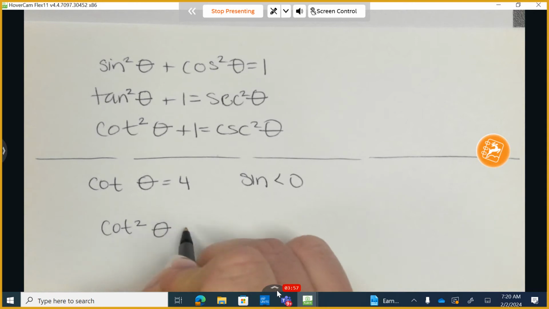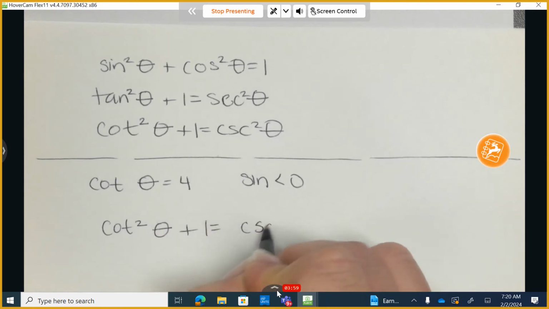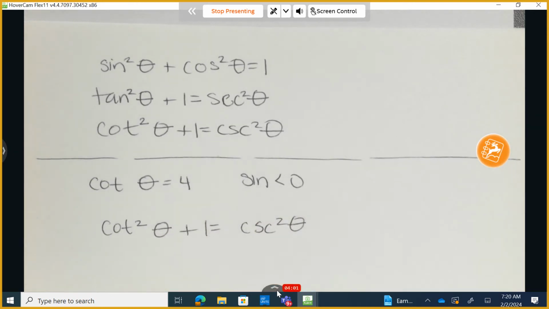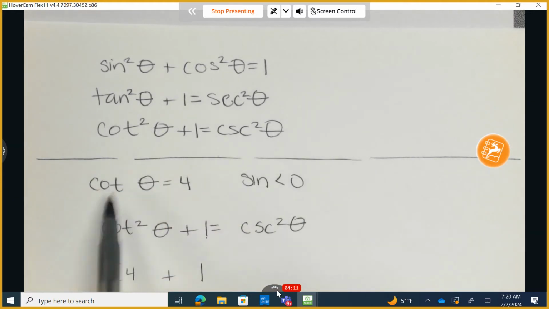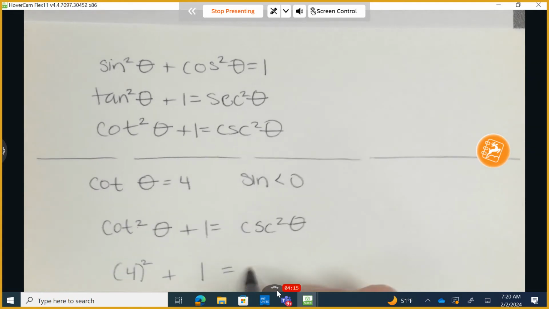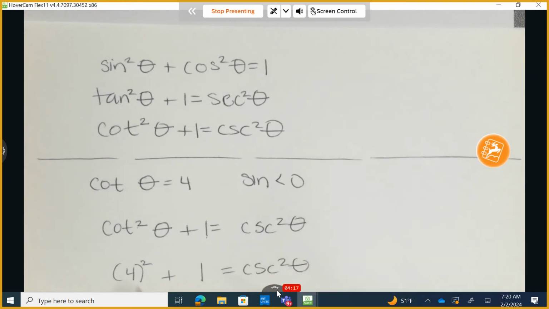Cotangent squared theta plus 1 equals cosecant squared theta. Then I'm going to replace, in this position, my 4. And I could put 1 over here if I want to. So this is 4. The cotangent, right here it is. The cotangent is 4, but I want to do the cotangent squared. And that equals the cosecant squared. So 4 squared is 16, and 16 plus 1 is 17.